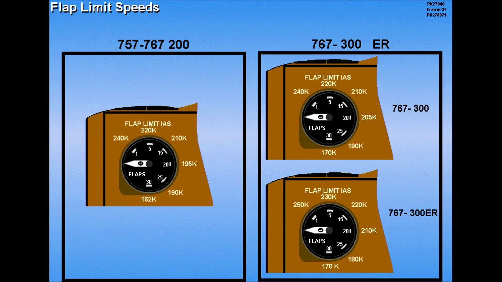The 767-300 aircraft has higher limit speeds for flaps 20 and 30. The 767-300ER aircraft has different limit speeds for flaps 1, 5, 20, 25, and 30. Now let's try a question.